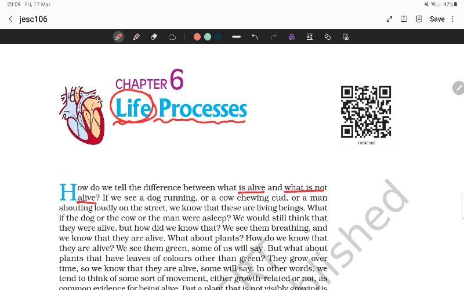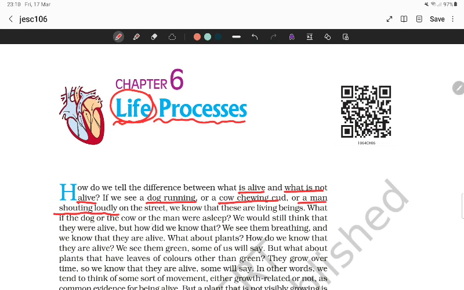Alive मतलब कौन जिंदा है, and what is not alive means how can we say that something is not living, and how something is living. So if we see a dog running, a cow chewing curd, or a man shouting loudly on the street, we know that these are living beings. Obviously we can give as many examples apart from these to understand कि some objects are living, they show some kind of behavior, some kind of activities, and some they do not.